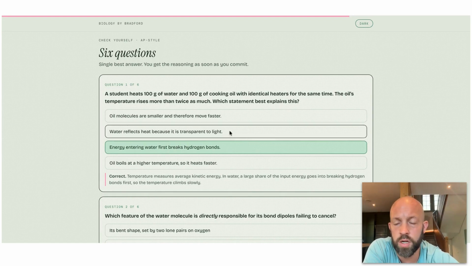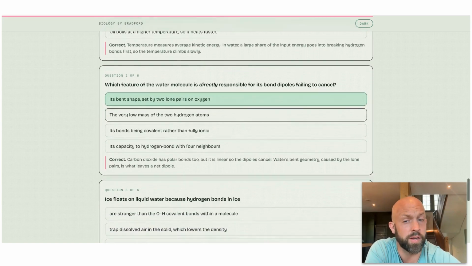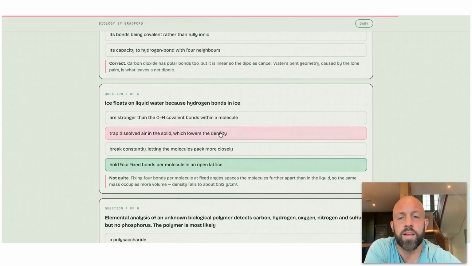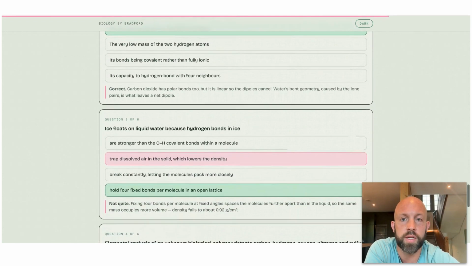Now, if I was to click the wrong answer, like we'll just click a random one on the next one, which was correct. Now we go. You'll get some feedback too. So you'll get an explanation and it will tell you if it's correct or incorrect and a little bit of feedback.